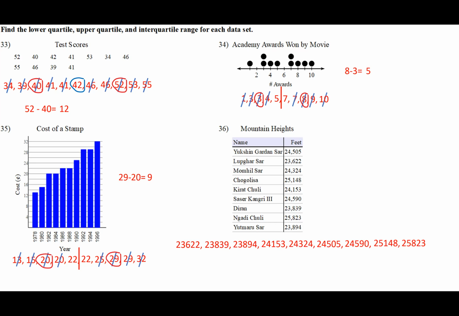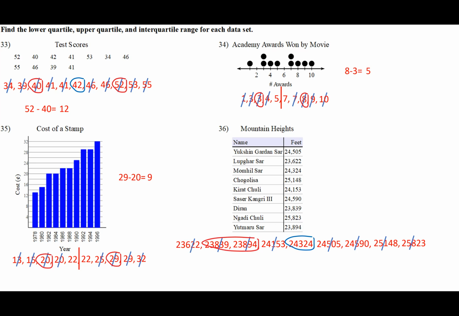Let me find the median. Let me find the middle, because that separates my list into 2 halves. So let me cancel the smallest and the largest, and again, and again, and again. So I find the median. It's 24,324. Now, on the left side, there's 4 numbers, right? I'm going to find my lower quartile, which is the number in the middle. Unfortunately, it's in between these 2 numbers, 23,839 and 23,894, right? The lower quartile is the number right between them.